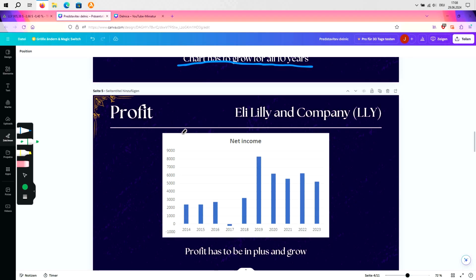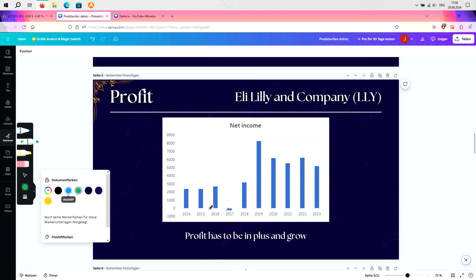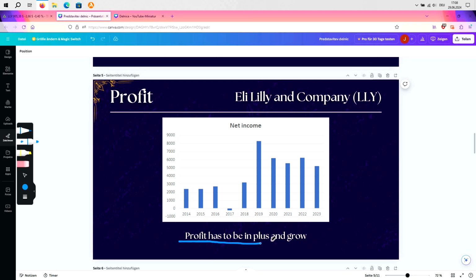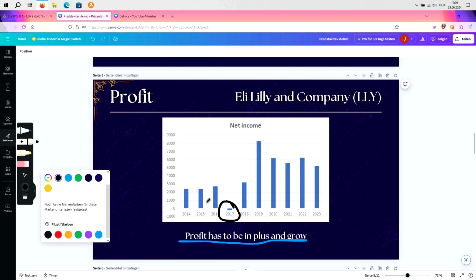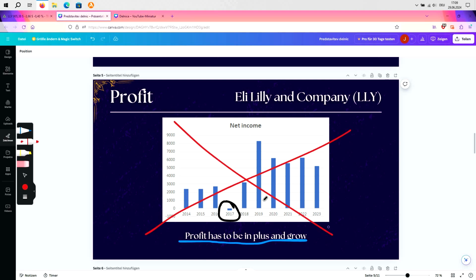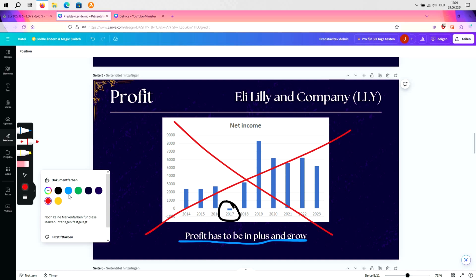Now we come to the profit, and for profit we also have here a little instruction that tells us profit has to be in plus and it has to grow. Now you can immediately see that in 2017 they had a loss during the whole year, so this is immediately, bro, immediately a no-go. We don't want to invest in companies that have minus in the last 10 years, because we want to have companies that have sustainable business, that are making profit, that are growing, that are expanding the business, that are good buys, you know what I mean? So this is what we want.